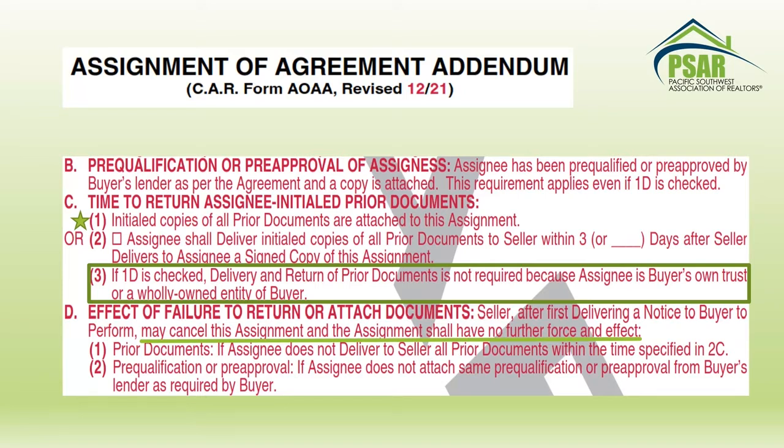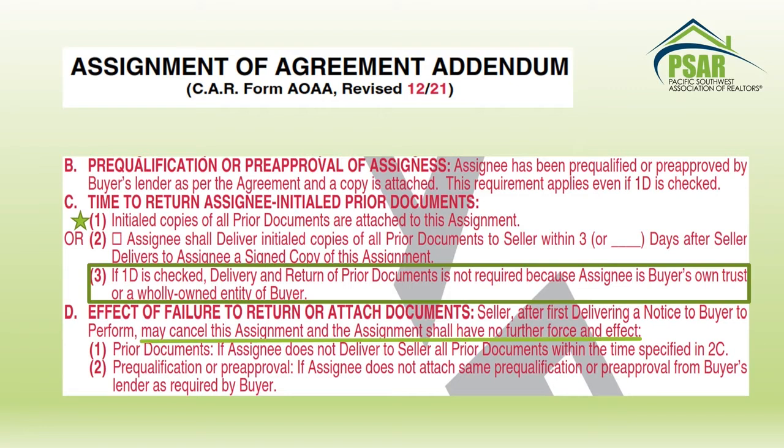Then we get into effective failure to return or attach documents. If they don't give them to us, and we don't have them, then the seller can give a notice to perform to the buyer. And when the buyer or the assignee does not sign and return everything, they can cancel the agreement. Before, we didn't have that mechanism. We never had anything built in case somebody didn't do something. So now that is built into the contract.